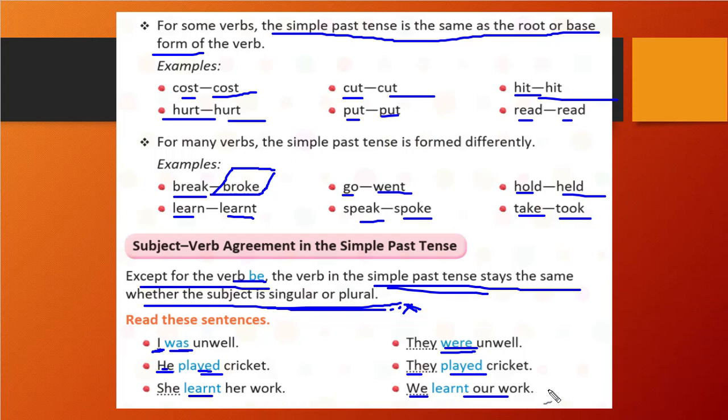So what are you observing here? You can see learned remains the same, played remains the same. Here he is singular and they is plural, still it is the same, right? Still our verb in simple past tense is the same in both sentences. So it does not change, but when a be verb is there, like was and were, it gets changed. Okay, I hope you understood this point.